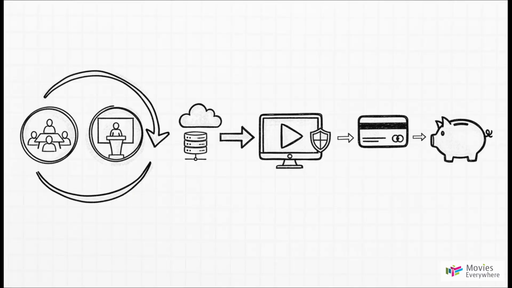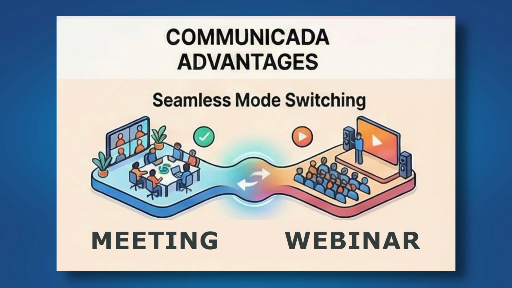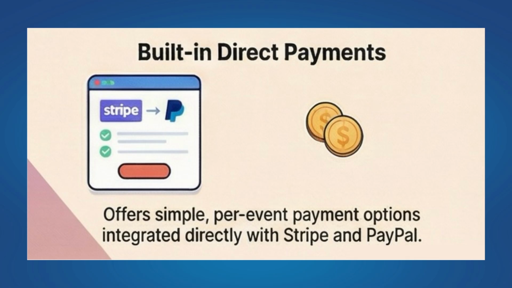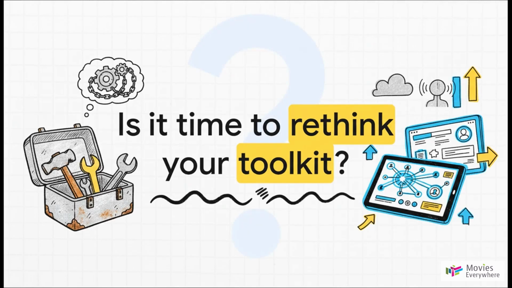So to sum it all up, the difference really comes down to these three things: the ability to seamlessly move between that interactive meeting mode and a polished webinar mode, the fact that you get flawless video playback because it's coming from a server, and the simple built-in per-event payments using Stripe or PayPal. And this really raises an important question for anybody who's running online events or creating video content. Are your current tools truly built for what you need to do today? Or are they actually holding you back? Based on what we've looked at, it might just be time to rethink your toolkit.